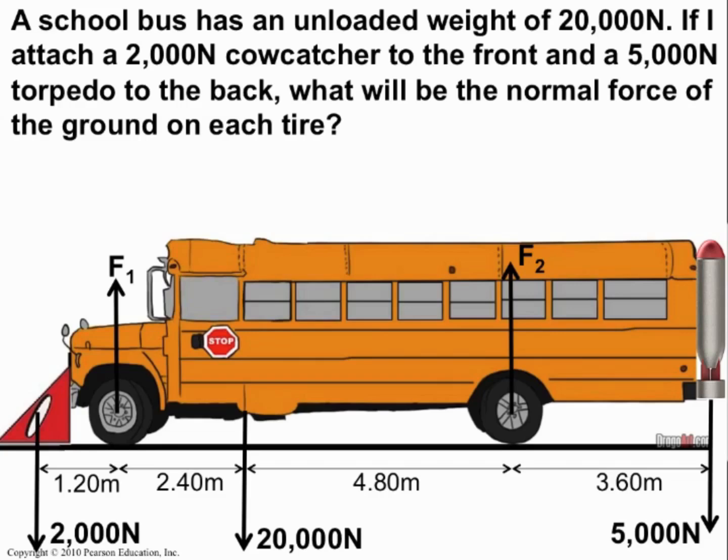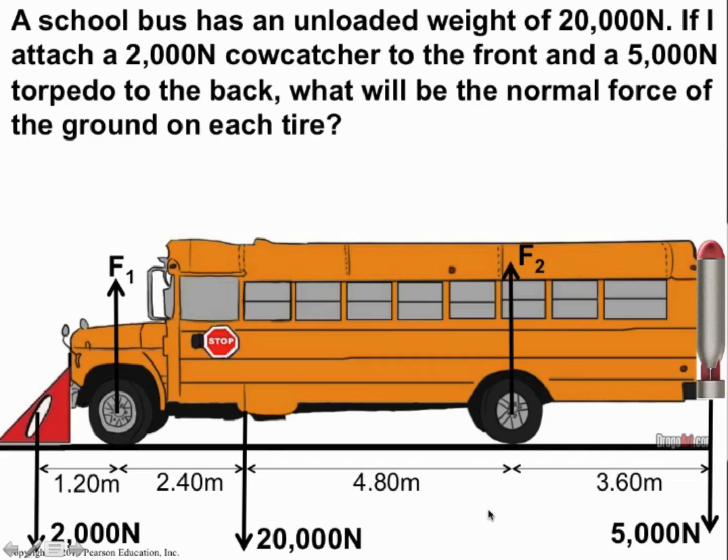Now let's look at these distances. We have a distance of 1.20 meters from the center of mass of the cow catcher to the center of the first tire. Then we have 2.40 meters from the center of that first tire to the center of mass of the bus, 4.8 from the center of mass of the bus to the center of the back tire, and 3.6 from the center of the back tire to the center of mass of the torpedo. Now, those distances are just given to you, so they're going to be part of how we solve the problem.